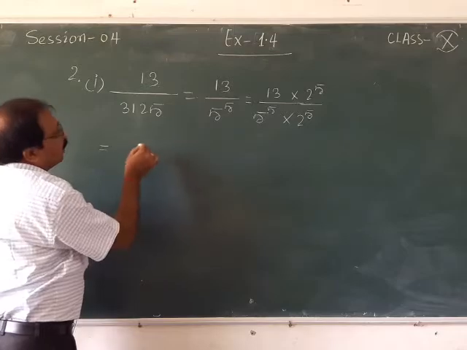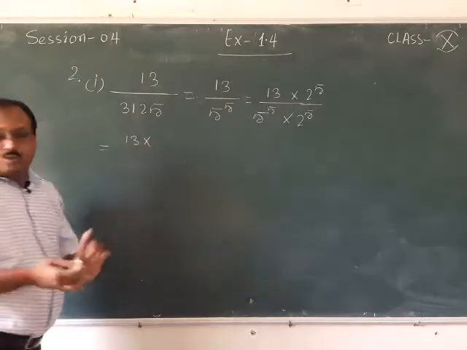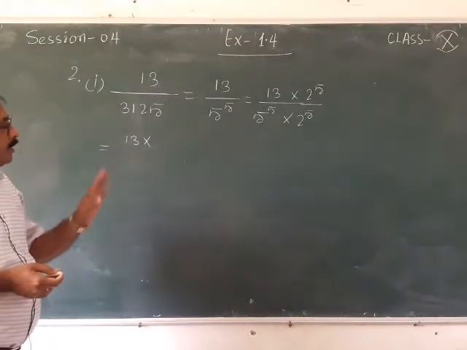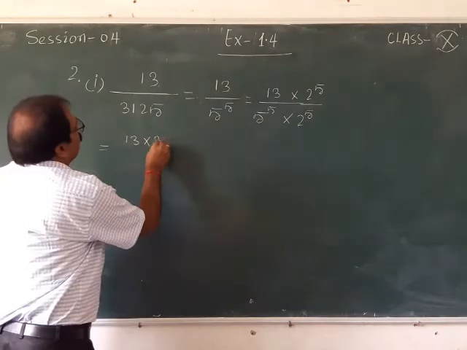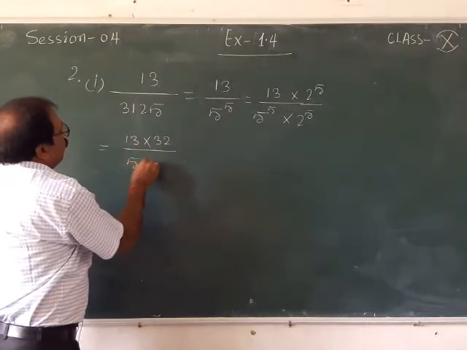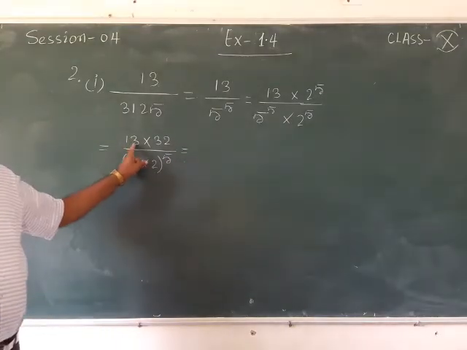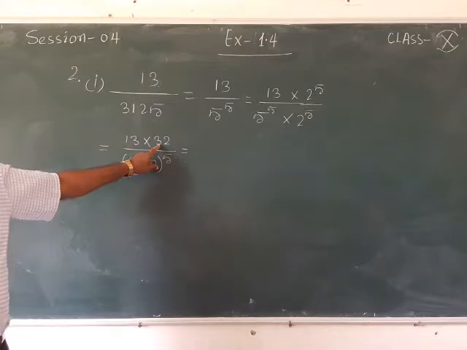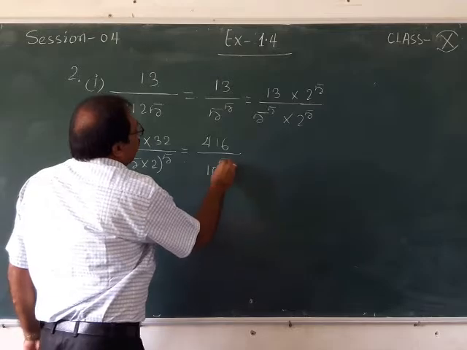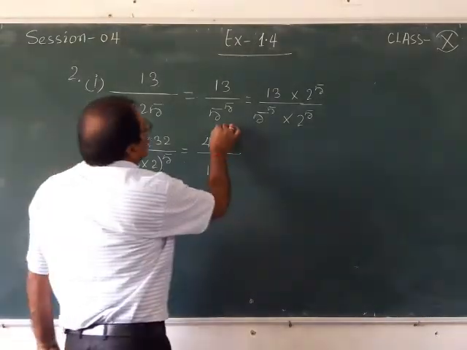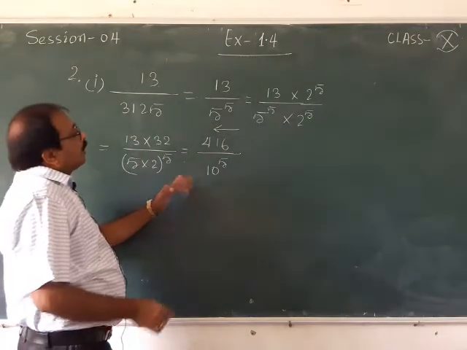What benefit are you getting over here? First of all, you multiply 13 into 2 to the power 5, that is 2 into 2 into 2 into 2 into 2. That gives you 32: 2, 4, 8, 16, 32. And in the denominator you get 5 into 2 to the power 5. So when you multiply 13 by 32, you get 416, and below you get 10 to the power 5. It means you have to shift the decimal 5 digits from right to left. You are aware of this.